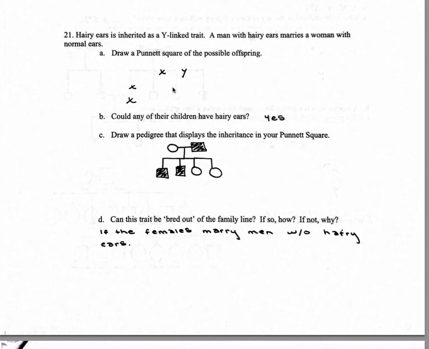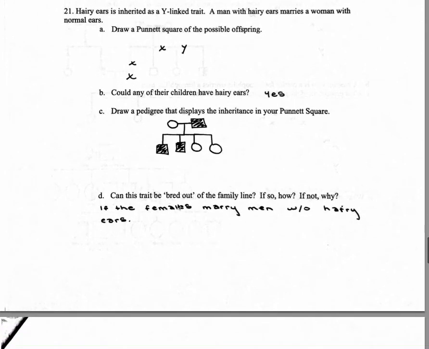Okay, out of the 4 options, the 2 daughters, there's no way for them to be affected because it's just on the Y chromosome, while for the sons, they're both automatically going to have hairy ears because they got the Y chromosome from dad. Can this trait be bred out of the family line?